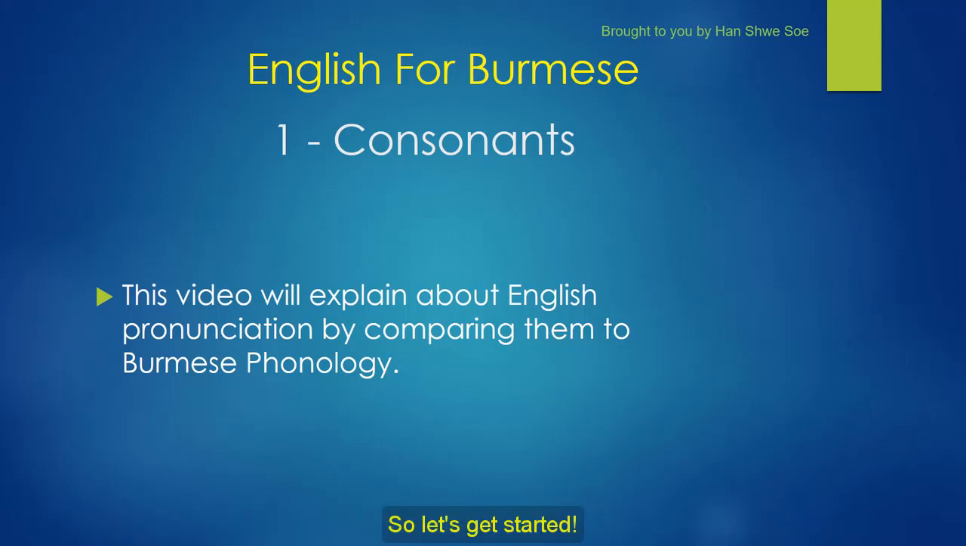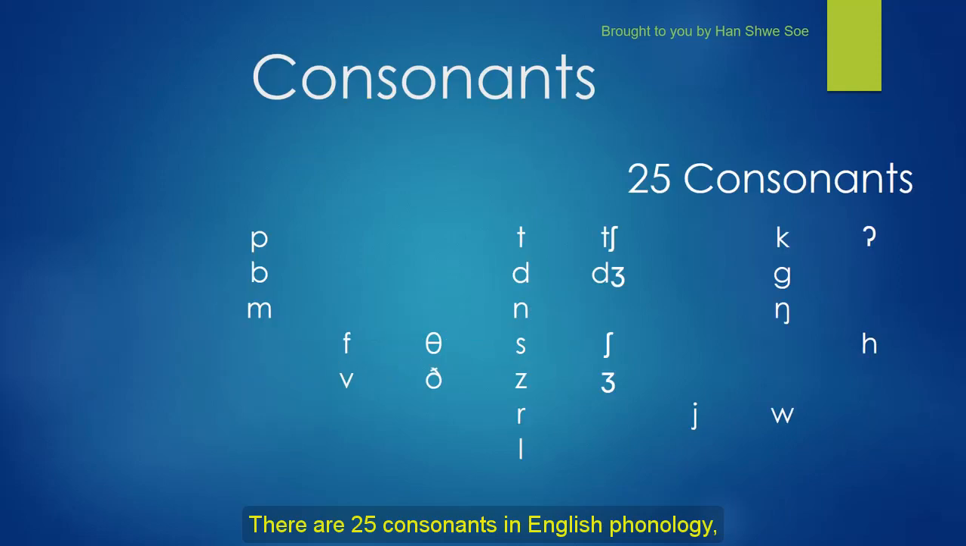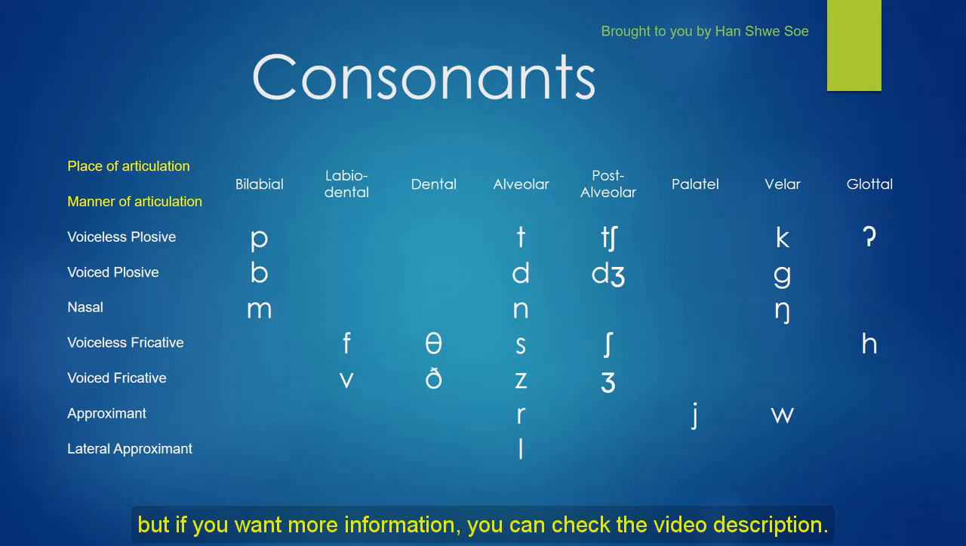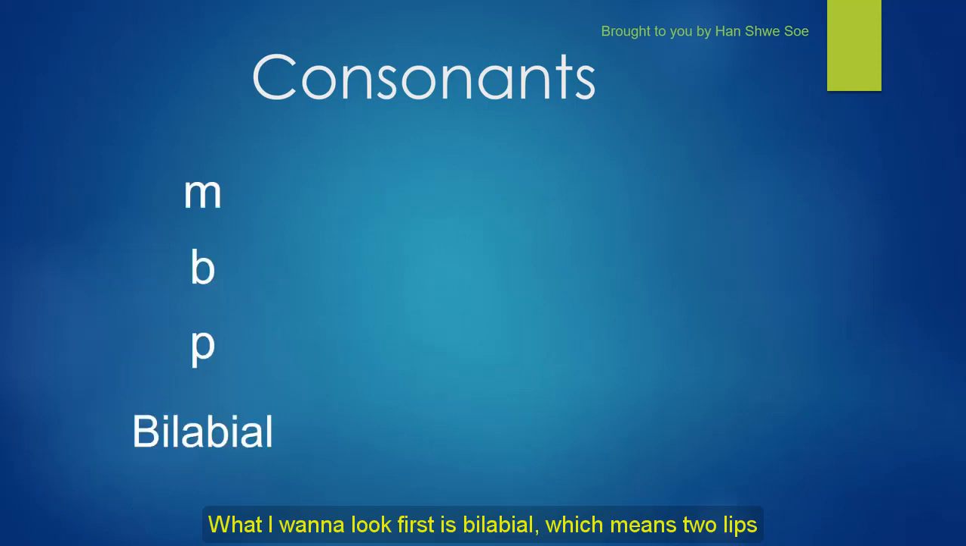So, let's get started. There are 25 consonants in English phonology, and they are classified according to place and manner of articulation. I'll not explain them much in this video, but if you want more information, you can check the video description. What I want to look at first is bilabial, which means two lips. These are pronounced by using both lips.